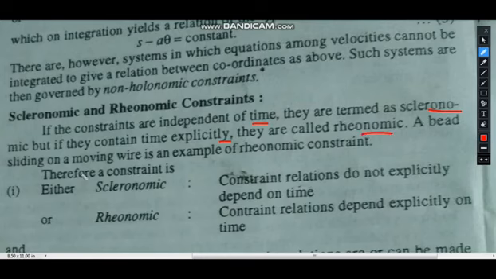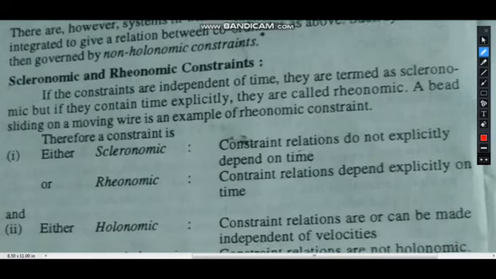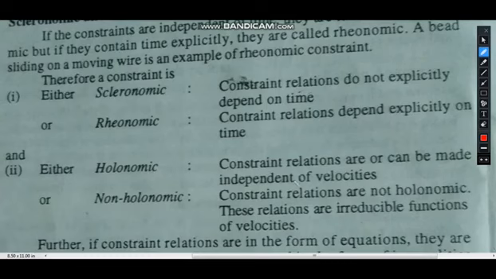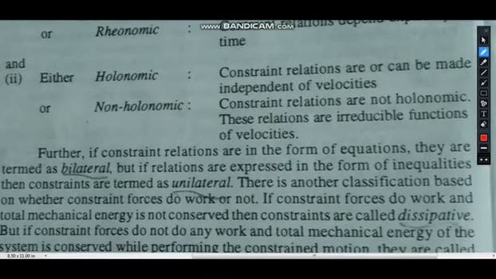A bead sliding on a moving wire is an example of a rheonomic constraint because they are time dependent. As time changes, the position of the bead also changes. Therefore we can differentiate constraints this way: one type is scleronomic or rheonomic, another type is holonomic or non-holonomic. Constraints which do not explicitly depend on time are scleronomic, which are dependent on time are rheonomic. Constraints which are independent of velocities are holonomic, which are dependent on velocities are non-holonomic. These relations are not reducible to functions of coordinates alone, so these are dependent on velocities.